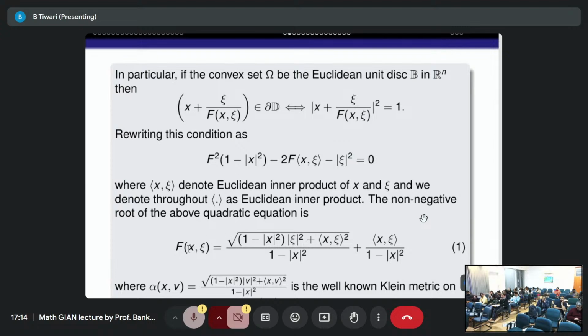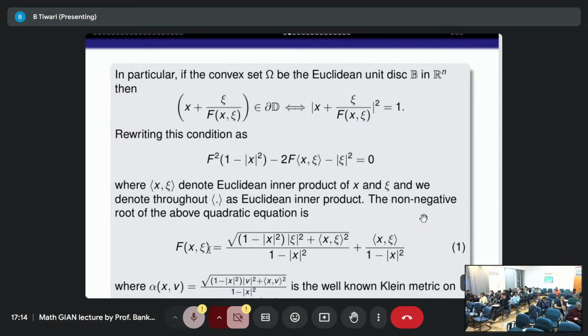So a simple computation gives this formula. The Funk-Finsler structure for this unit ball is given by this formula, right? You can see here this first expression. Those who know the various models of hyperbolic geometry must know that this is actually the standard Klein metric in the open unit disk, and this is a one form in the open unit disk, right?